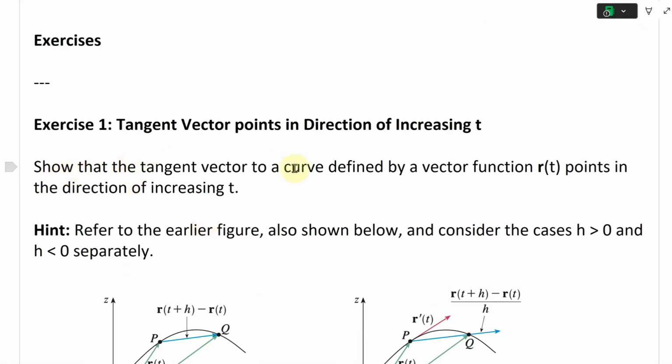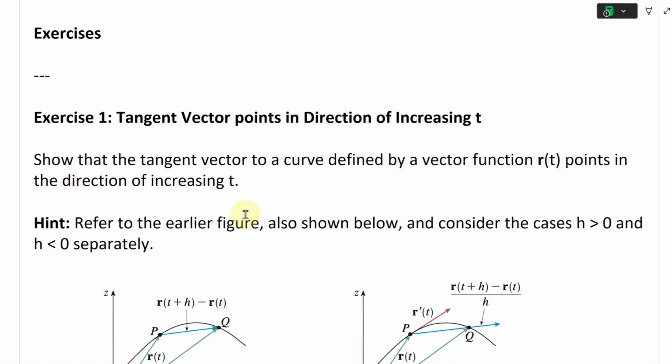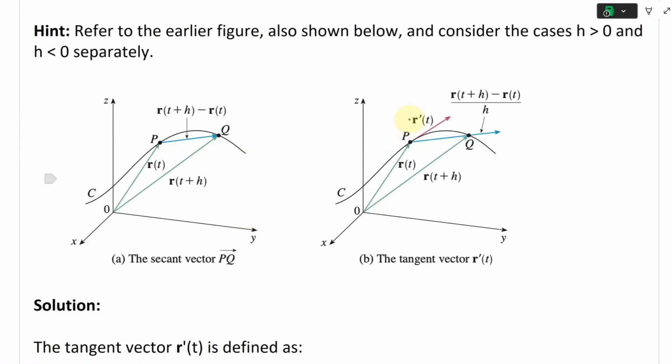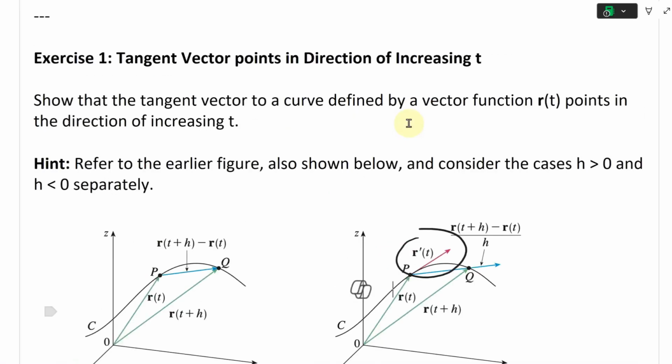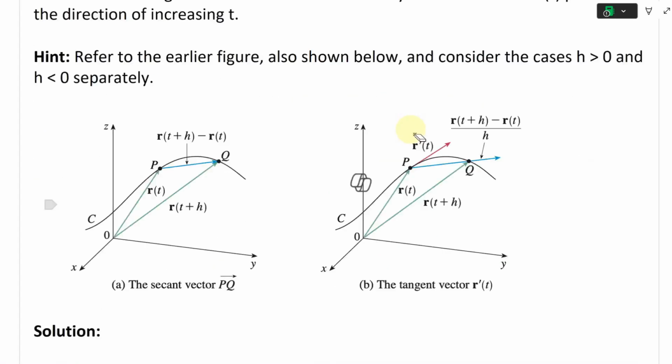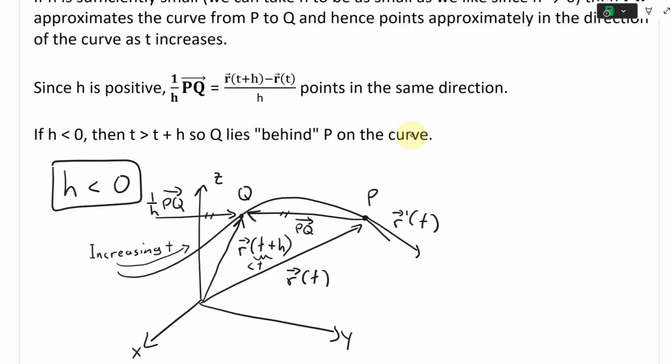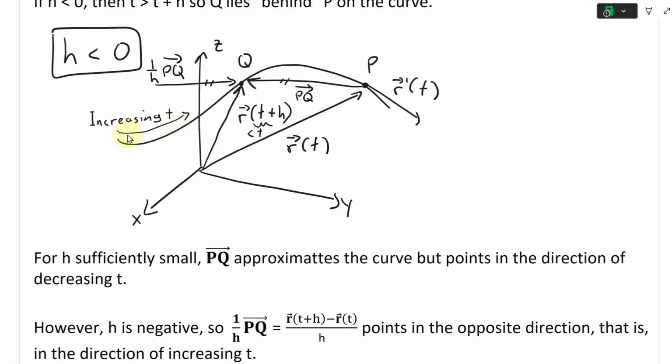So we showed that the tangent vector to a curve defined by a vector function r of t points in the direction of increasing t. The tangent vector is always pointing in the direction of increasing t. So if you want to know which way t is increasing, you could either graph it yourself or just take the derivative at any point, and you'll know where it's going there.